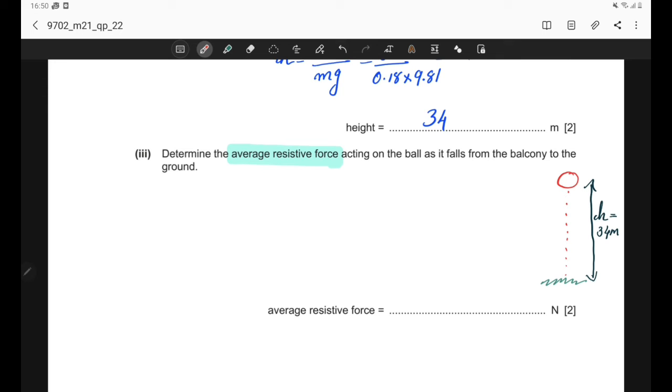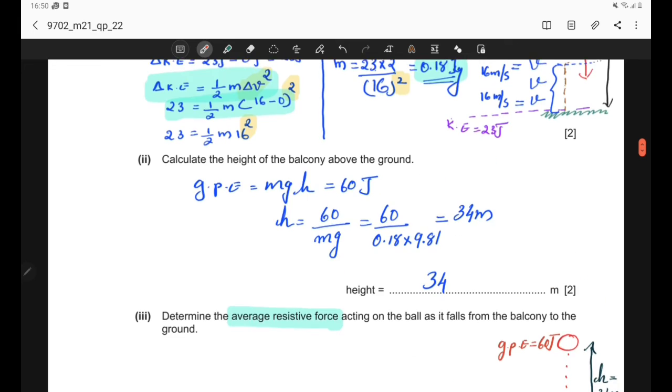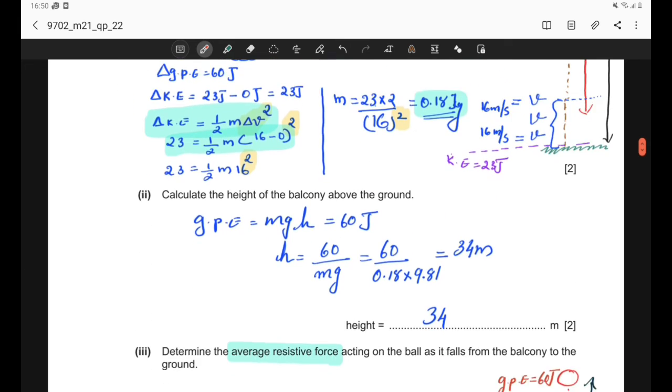Initially the ball was at rest, so all its energy was in the form of gravitational potential energy, and the gravitational potential energy at the initial position was 60 joule. And when the ball reaches the ground, as we know its height will be 0, so its gravitational potential energy when the ball touches the ground will be 0. Some of its energy is converted to kinetic energy, and the kinetic energy of the ball when it is touching the ground is also given in the previous section, that is 23 joule.